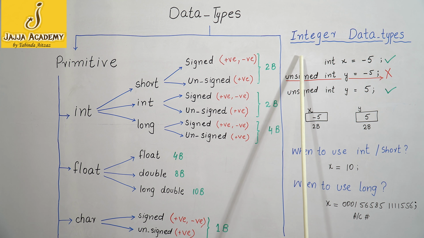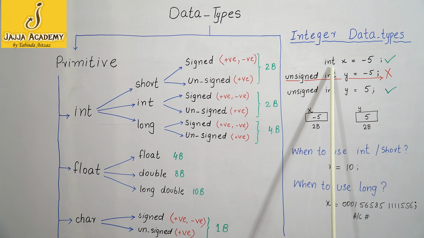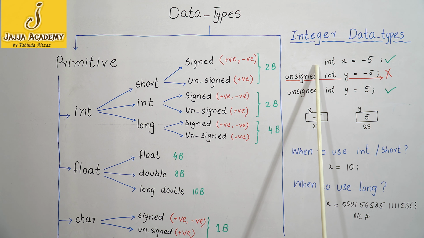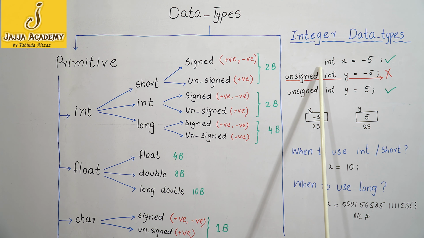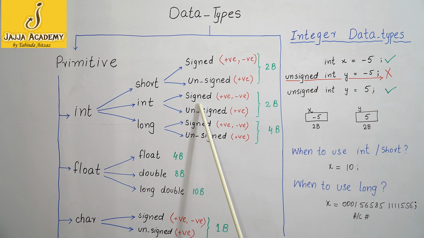These are some examples of integer data type. Integer x is equal to -5. I have not mentioned here signed or unsigned. So it is understood that this variable is a signed variable. As I mentioned earlier, when we do not use the signed or unsigned keyword along with a data type, it is understood that the data type is a signed data type. This variable x will support positive as well as negative values because it is a signed integer.